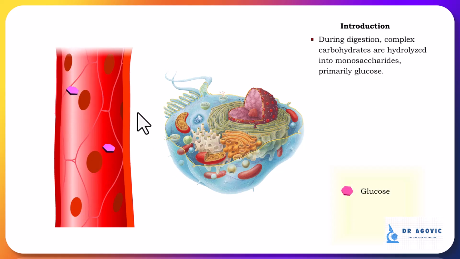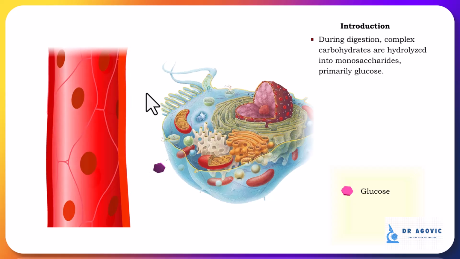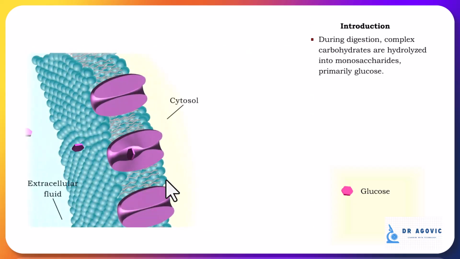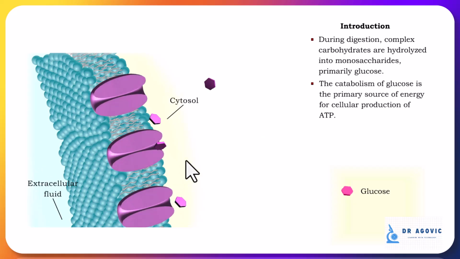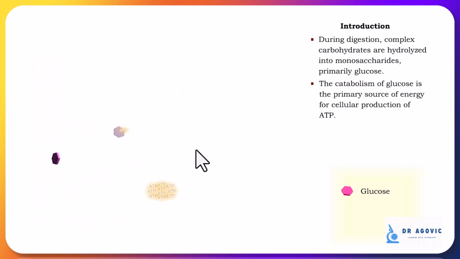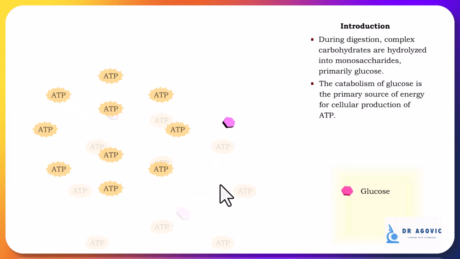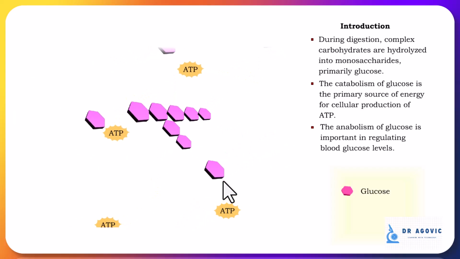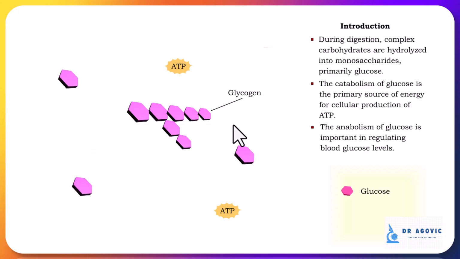During digestion, complex carbohydrates are hydrolyzed into monosaccharides, primarily glucose. The catabolism of glucose is the primary source of energy for cellular production of ATP. The anabolism of glucose is also important in order to regulate blood glucose levels. Let's learn about glucose catabolism.